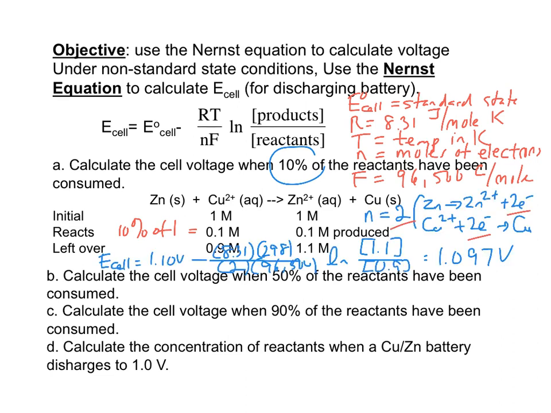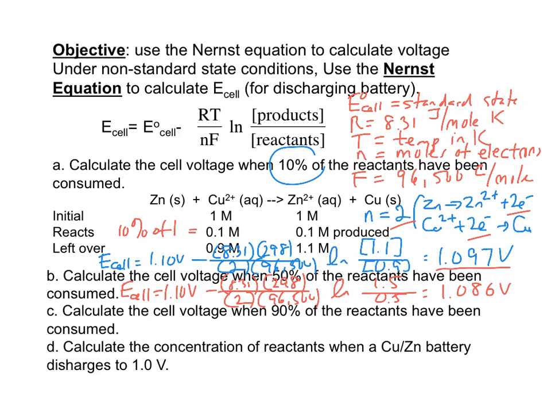When 10% of the zinc copper battery is discharged, note that the cell voltage is only dropped from 1.10 to 1.097 volts. So stop the video and you do B. And the answer is, stop the video again and you do C and D.